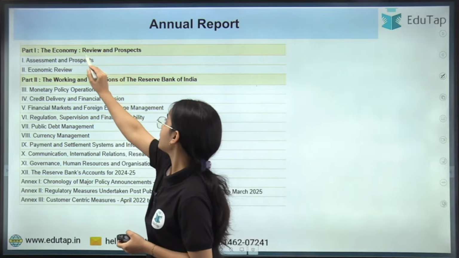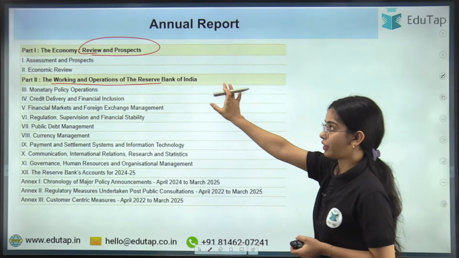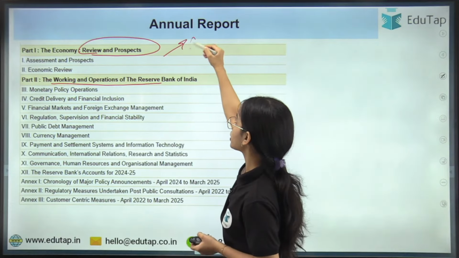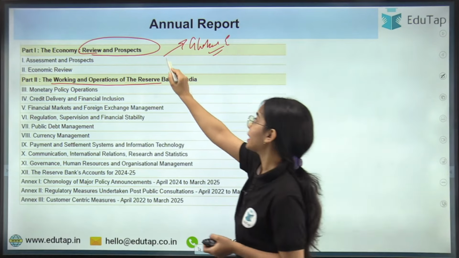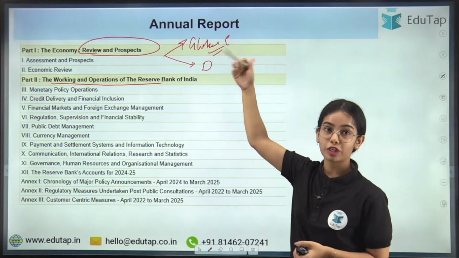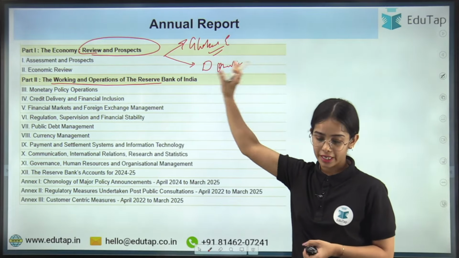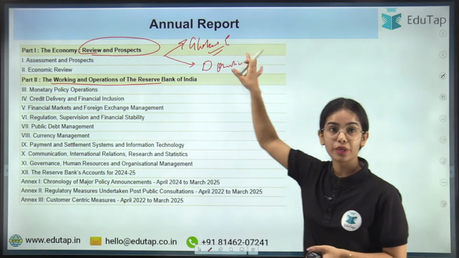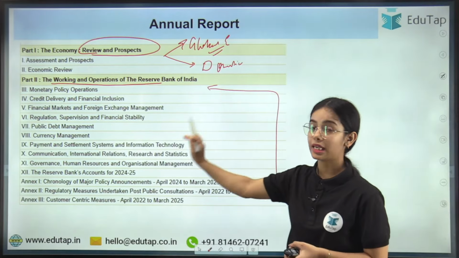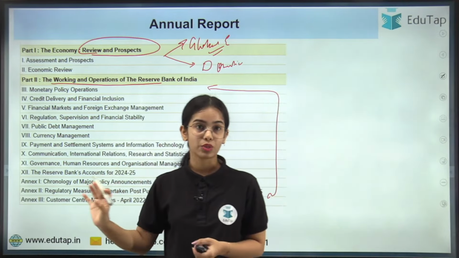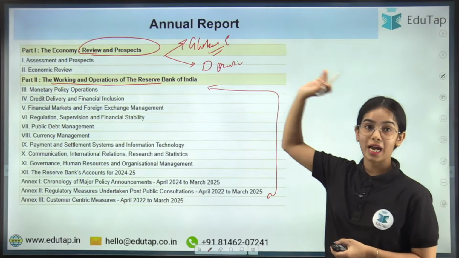Part 1 is the economy review and prospects, and part 2 is the working and operations of the Reserve Bank of India. In part 1, we will understand the situation in the global economy, the growth and inflation situation in the global economy, and then we will discuss the growth and inflation situation in the domestic economy, as well as the employment situation, the situation of trade and such. All these important things we are going to discuss in the first chapter. In the second chapter, we will discuss the important steps that the RBI has taken in different segments and domains.